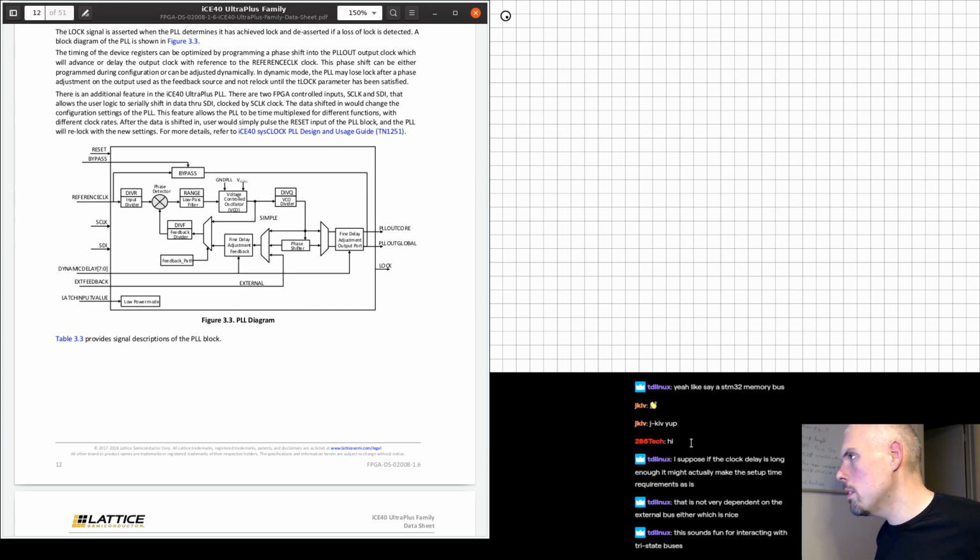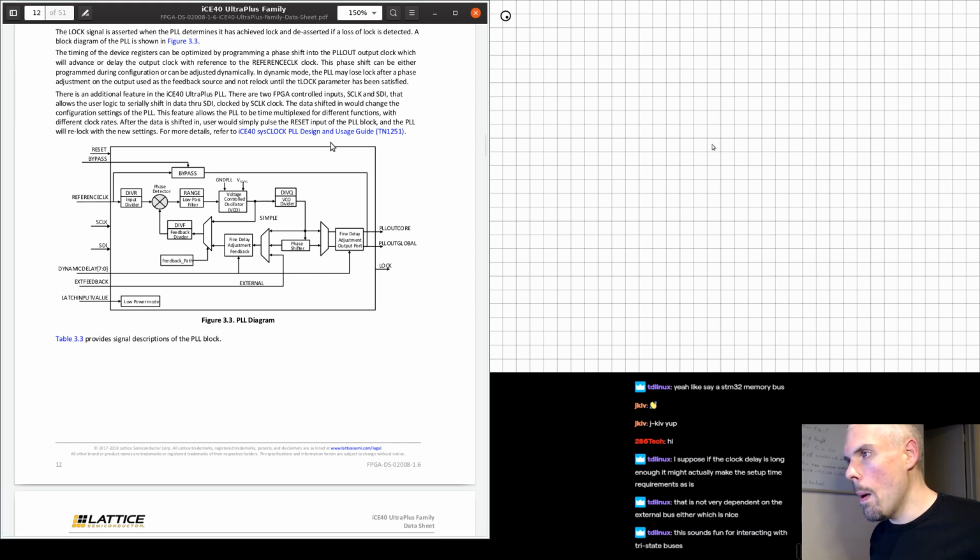Yeah, interacting with three-state buses is always fun. Thankfully, most of the time the data is what you need to three-state, and so you try to keep that aligned, the output data at least, so you can control it more easily. But most of the buses have a transition, like a 1-bit period during which you can transition the bus to avoid contention. But that's definitely something to pay attention to.